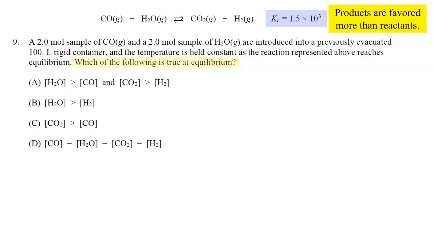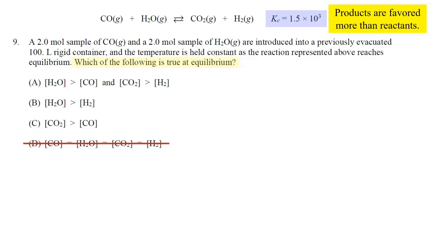I'm going to start with choice D. We can eliminate choice D because it says that all 4 of the substances have the exact same concentration at equilibrium, and that's not true. We know that the products should have a higher concentration than the reactants because the value of K is so large. Now I'm going to go back to choice A.